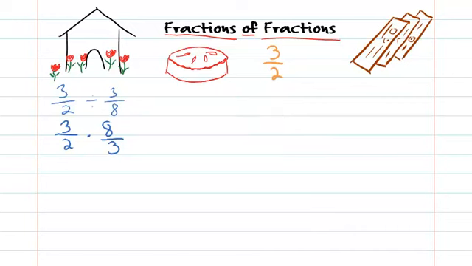Now we need to simplify before we multiply. So we have 3 in the numerator and 3 in the denominator. So these divide to 1. This simplifies to 1/2 multiplied by 8/1, which leaves us with 8/2. But this can be simplified by dividing the numerator and denominator by 2, which leaves us with 4/1, which is 4.